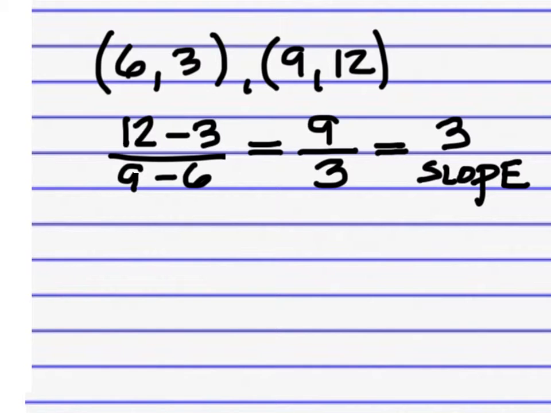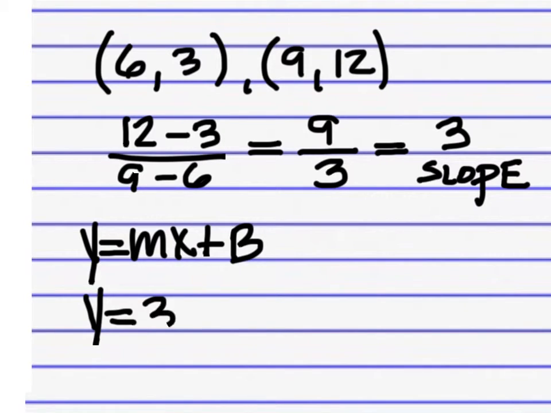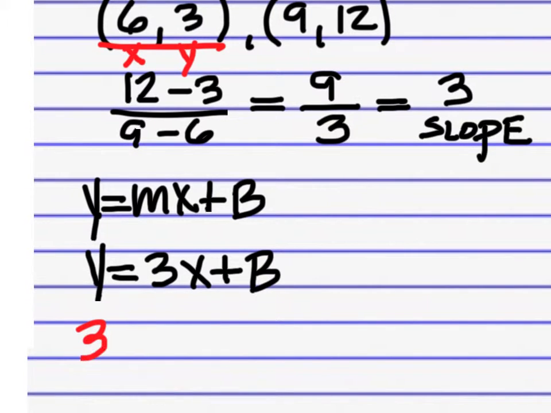Now you're going to plug that slope into y equals mx plus b. So y equals 3x plus b. And now we have to find the point. The point here, we'll use the first one, x, y. So y is 3. We're going to plug 3 in here. And x is 6. We'll put it in here.